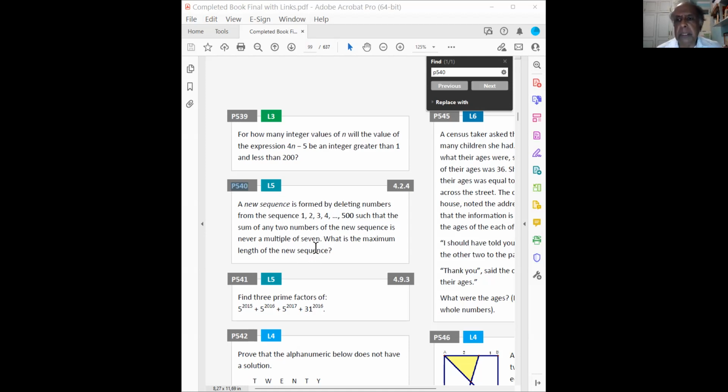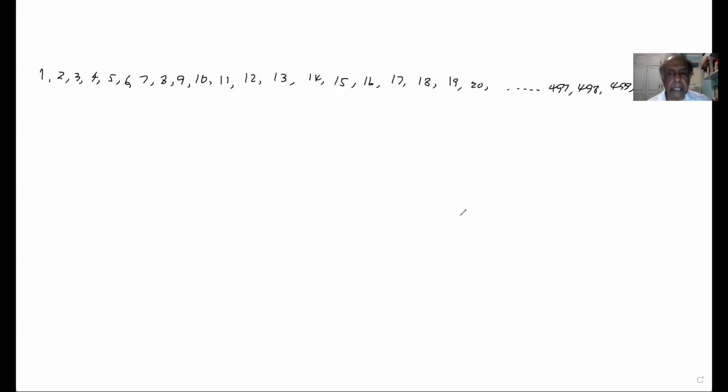So we'll have to try to eliminate numbers from this in such a way that we must not have a situation where 2 of the remaining numbers sum to a multiple of 7, right? So that is the goal. So let's write down the whole 500 numbers, well, as many as I can. And I've written it already on the whiteboard. And let's start deleting these numbers.